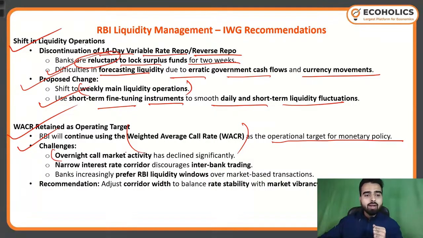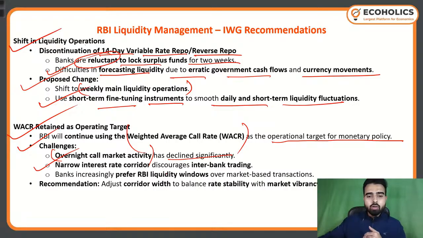Challenges: overnight call market activity has declined significantly. What is the challenge? Because overnight call market activity has declined. Now, if call market activity declines, then obviously WACR will get impacted, because that is the interest rate the call market is utilizing to lend. So the committee has said that they have noticed the call market operations are going down, so you need to work on that.